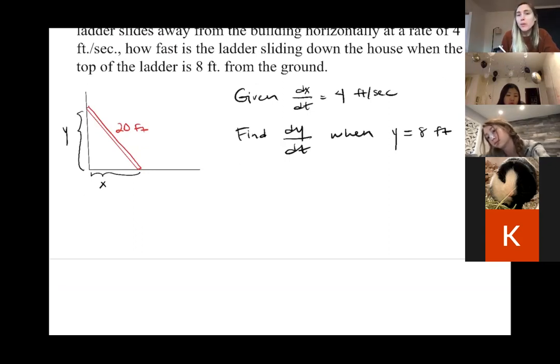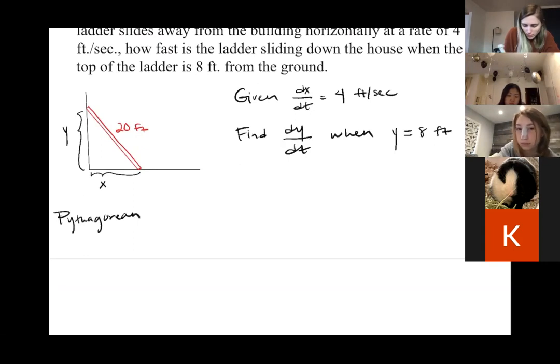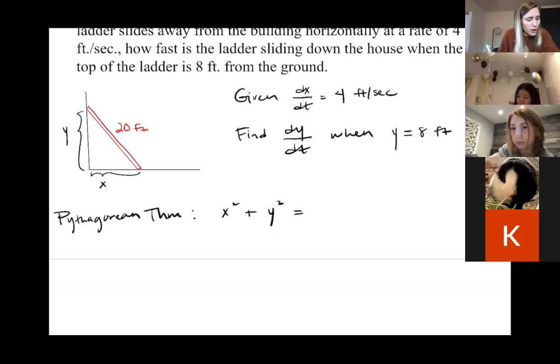Okay, so the relationship between the quantities, I didn't give you a formula or anything here, but like Lizzie said, this is a right triangle. The relationship between the three sides can be described with the Pythagorean theorem. So x squared plus y squared, right? The sum of the legs squared is equal to the hypotenuse squared. And we can simplify that. That's x squared plus y squared equals 400.